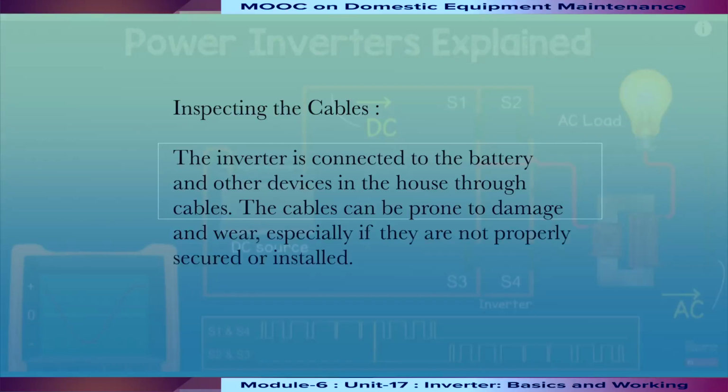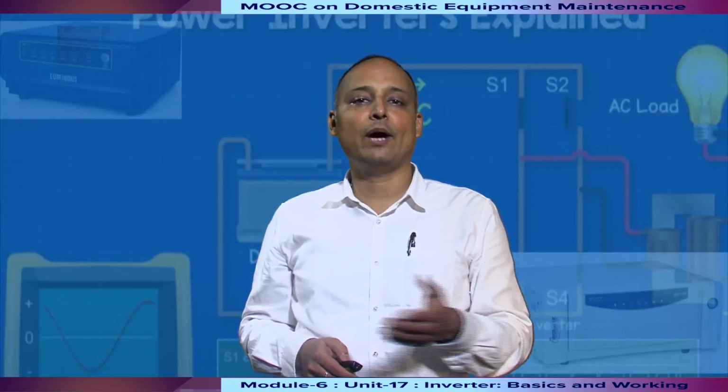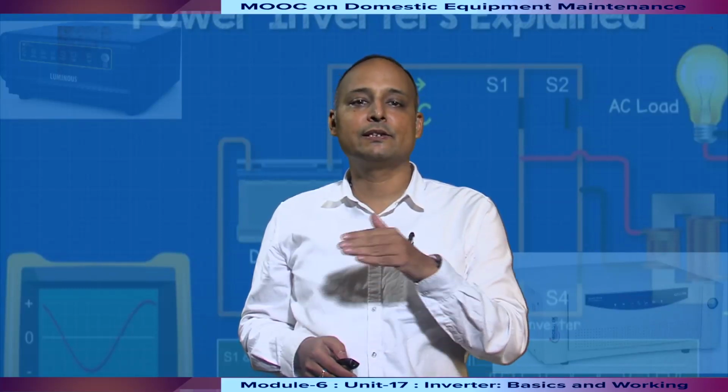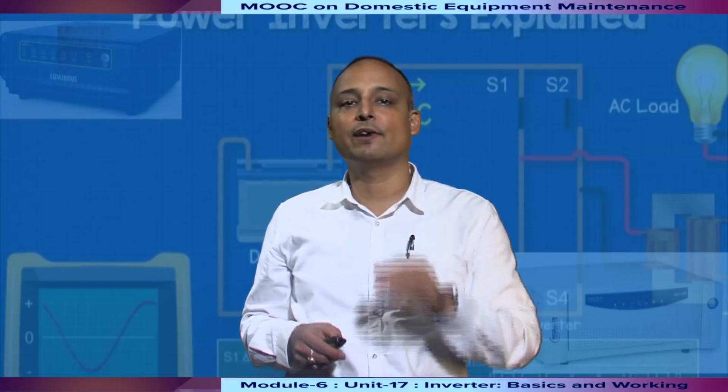Inspecting the cables. The inverter is connected to the battery and other devices in the house through cables. The cables can be prone to damage and wear, especially if they are not properly secured or installed. Inspecting the cables for any breaks or damage and replacing them is necessary. It is a critical maintenance action to ensure that the inverter can transmit power efficiently and safely without posing a risk of electrocution or damage to the devices.